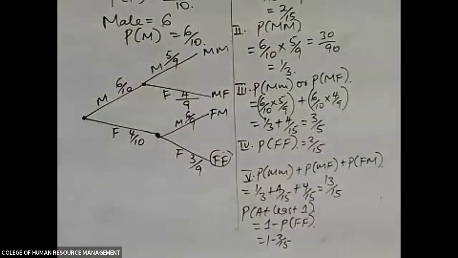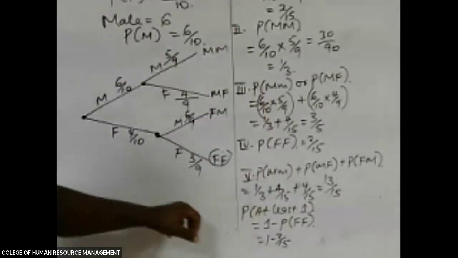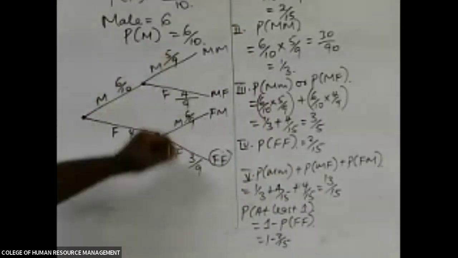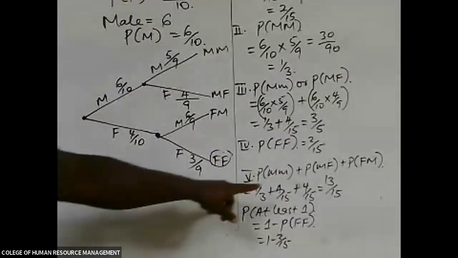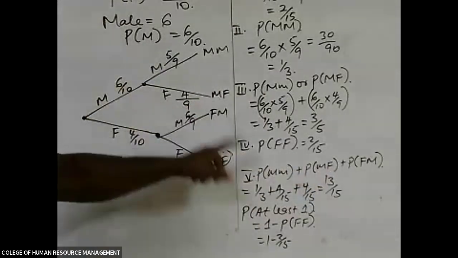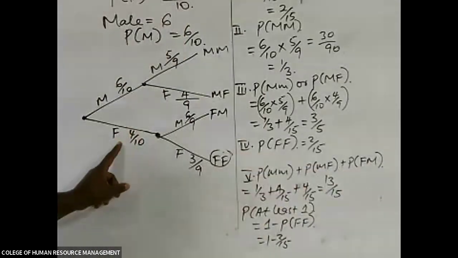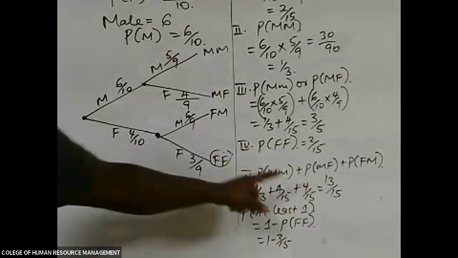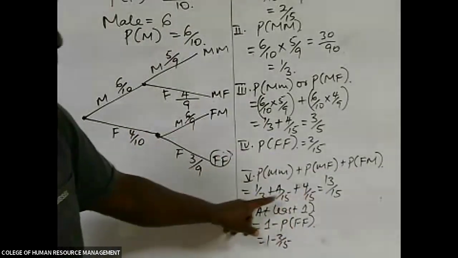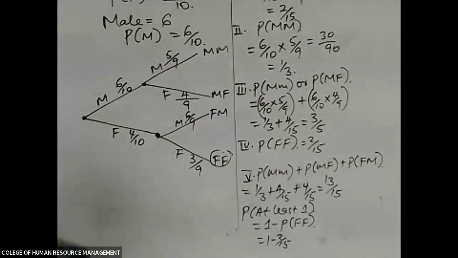The answer is 13/15. You just work out this: male times male, you get 1/3, which is 6/10 times 5/9. Then we have male, female, which is 6/10 times 4/9, which is 4/15. Then you work out female, male, and this is again 4/15. So if you do this plus this plus this, you get that. Remember, you can do it directly with your calculator. In your calculator, there is somewhere written AB/C.